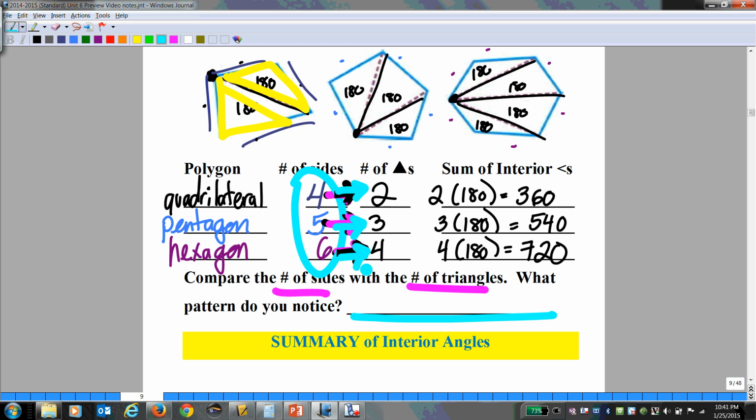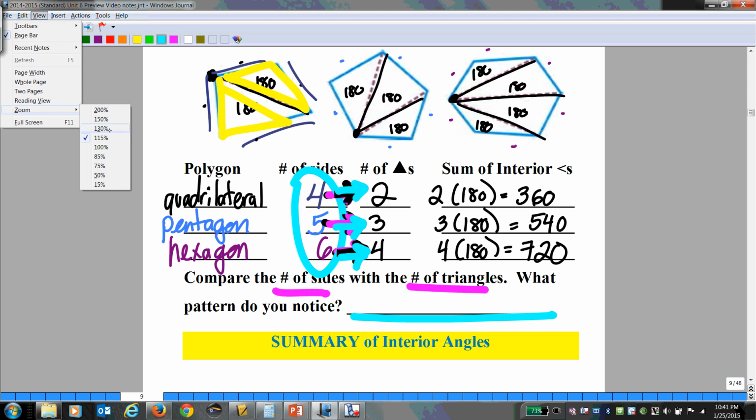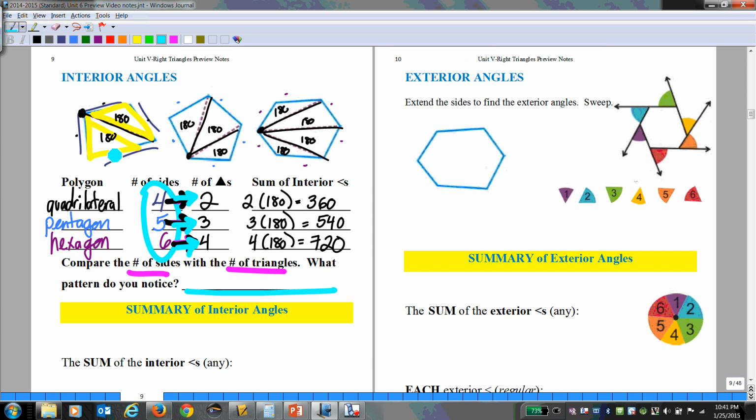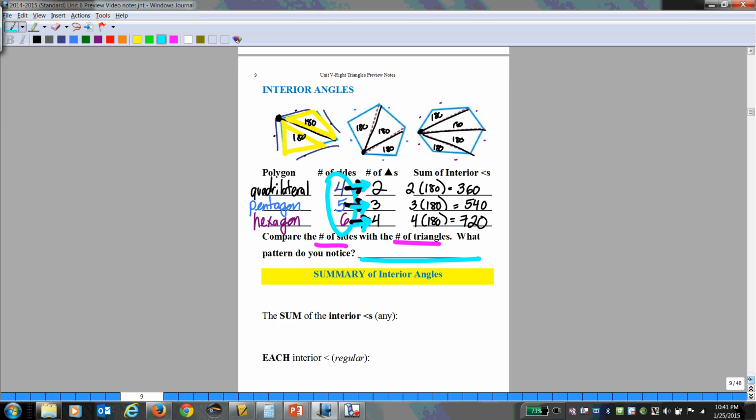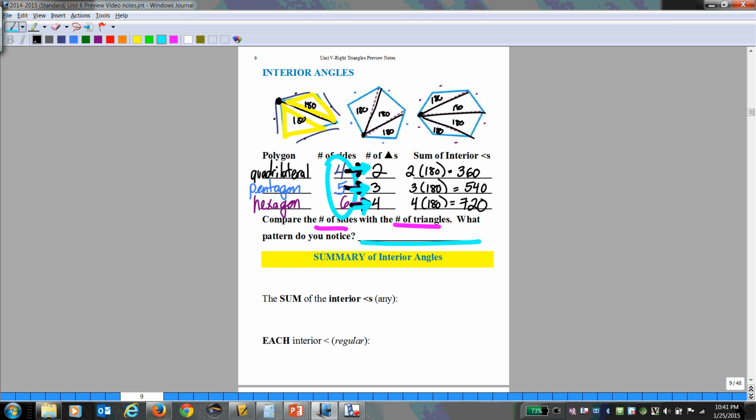See if you can write that out. The number of sides to the number of triangles created. Write that in your own words. I'm not going to fill that blank in for you. What you should have noticed is that the number of sides to get triangles is simply minus 2.